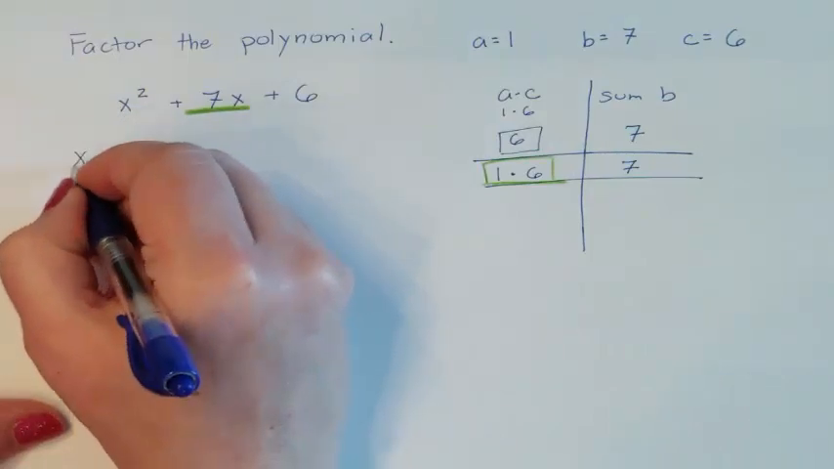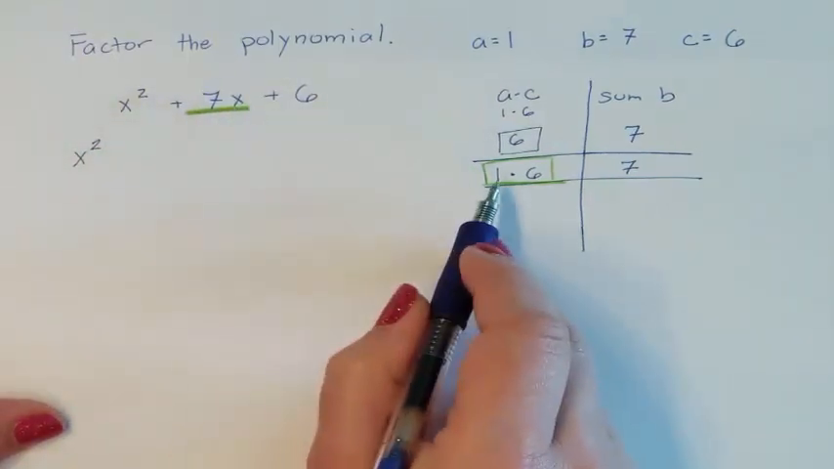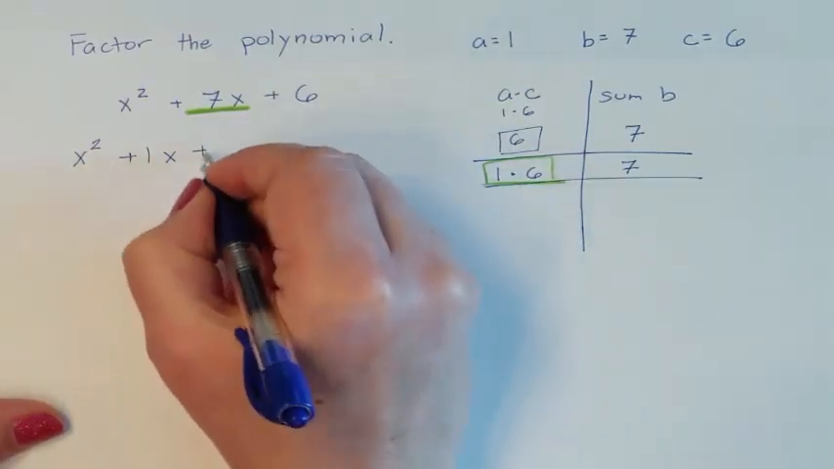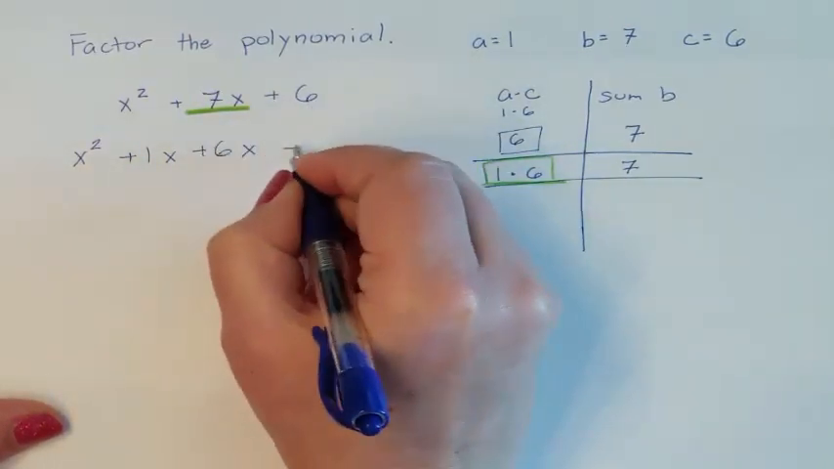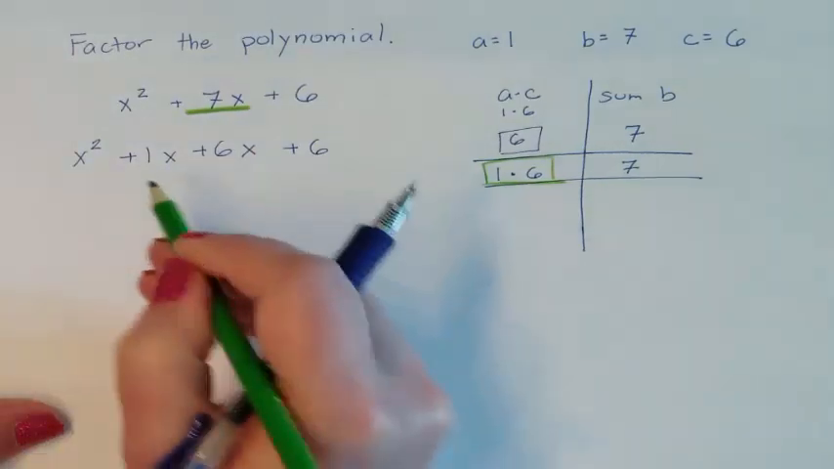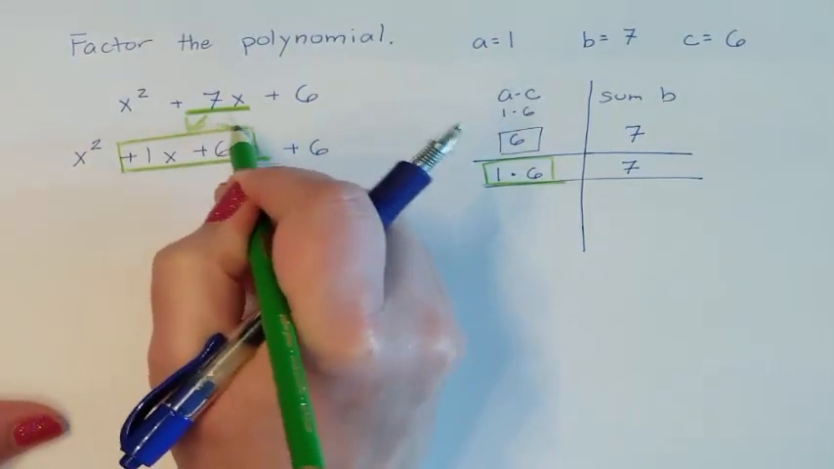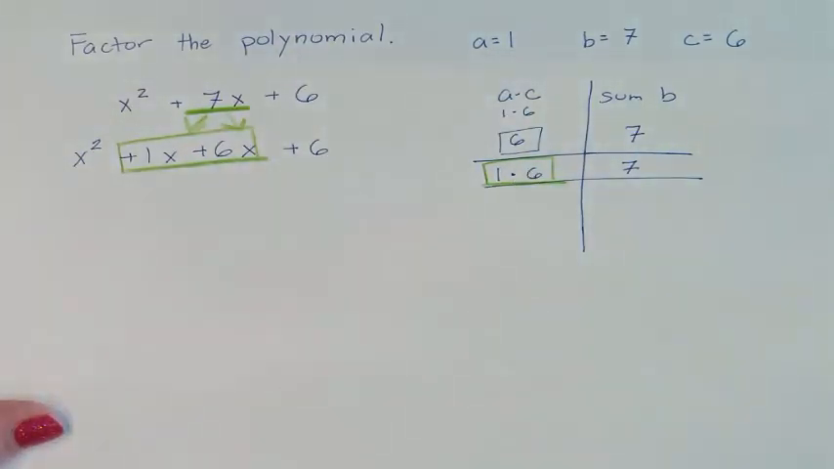So I have my x squared. I'm going to rewrite it as a plus 1x and a plus 6x. And then this plus 6 stays here. I rewrote the plus 7x using the two numbers over here that I found.